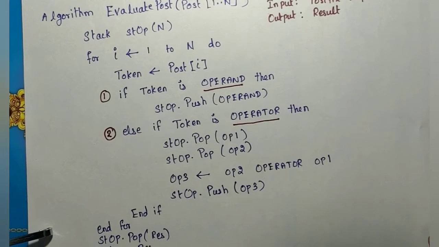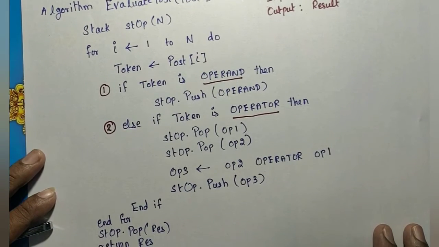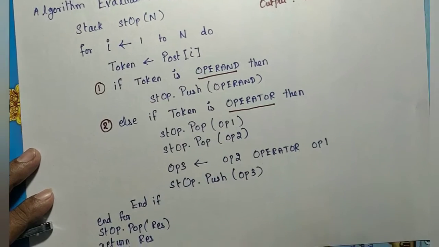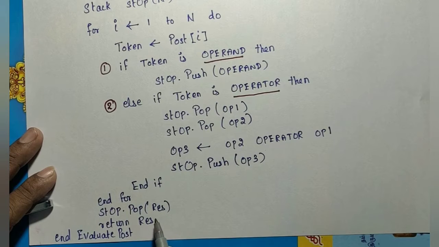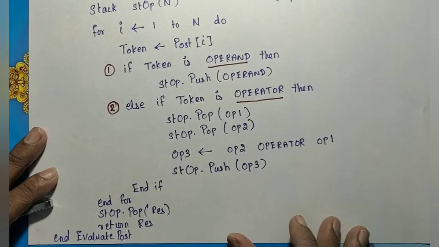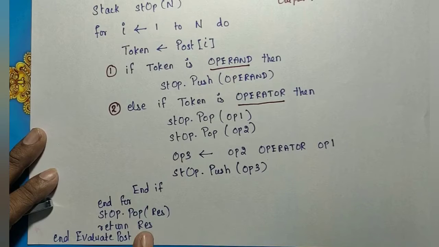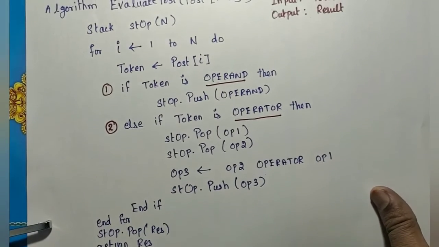After processing all the elements, that is at the end of the for loop, the stack contains the actual result. The stack is going to have only one value. That value is going to be popped and then returned to the user as the result.